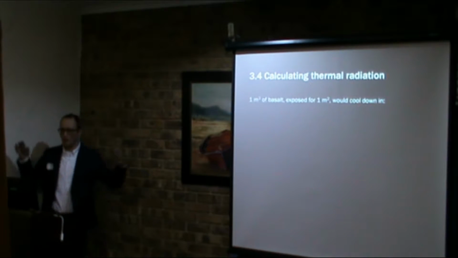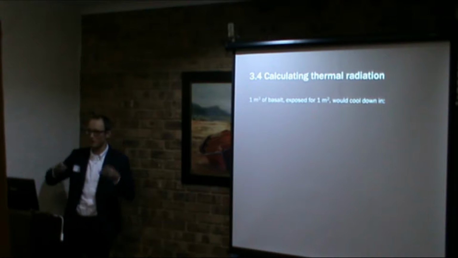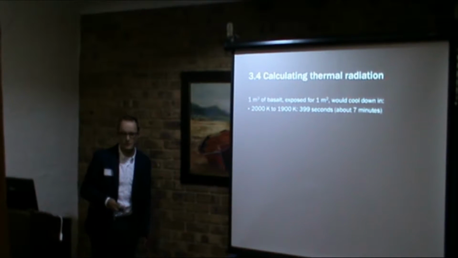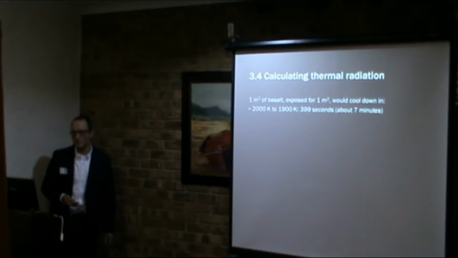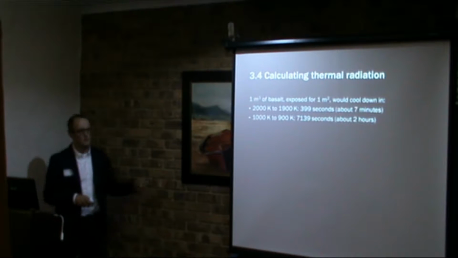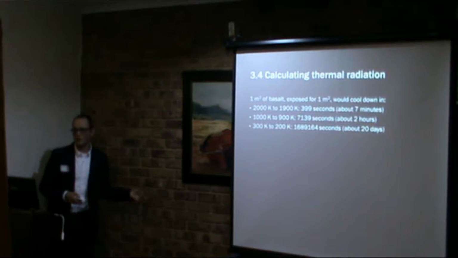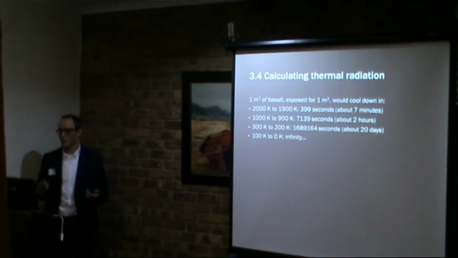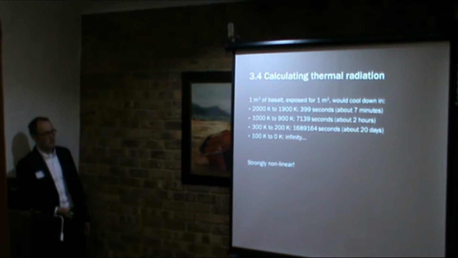Now let's assume we have one block, 1 cubic meter of basalt, and it's exposed only on the top for 1 square meter. How long would it take to cool down? Well, it depends on the temperature. If it would cool down from 2000 Kelvin to 1900 Kelvin, it would take about 7 minutes. From 1000 Kelvin to 900 Kelvin, about 2 hours. From 300 Kelvin to 200 Kelvin, it will take 20 days. And from 100 to 0 won't happen, ever. That shows how much non-linear this is.